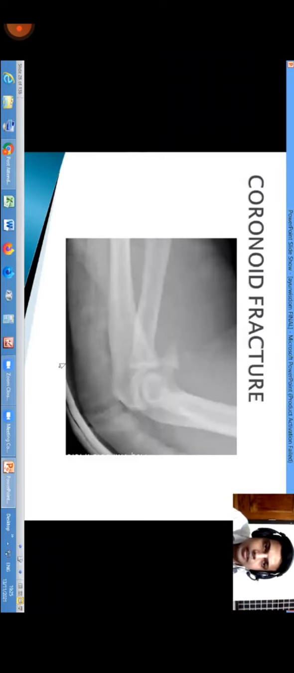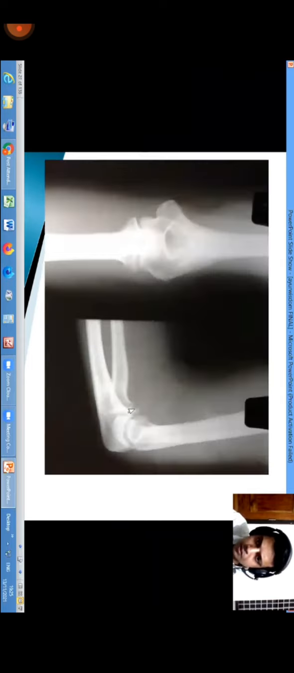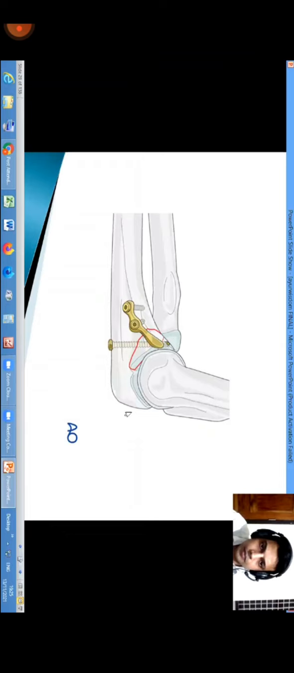And then coming to coronoid fracture. In this X-ray, we can see the coronoid is fractured and displaced. So it should be referred. But in this case, look at this coronoid process, fractured but not displaced. So we can manage conservatively. This is internal fixation done. This is a graphical representation.